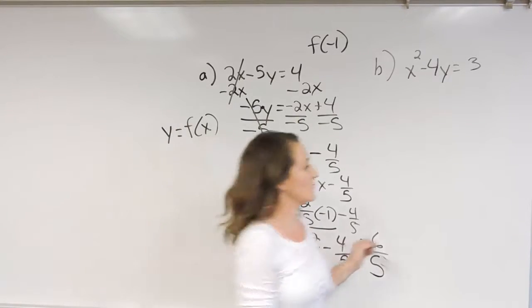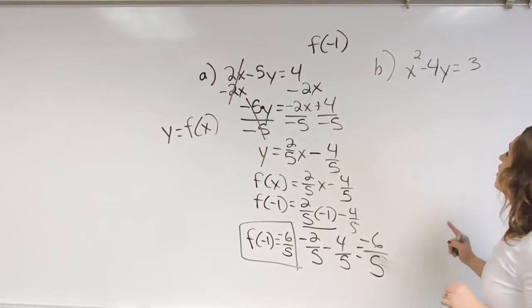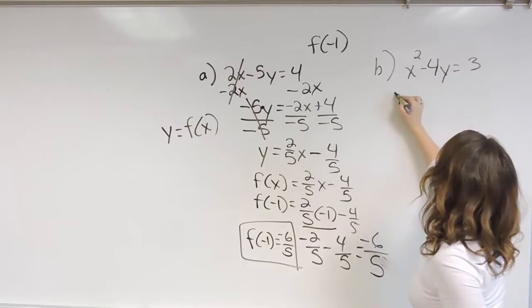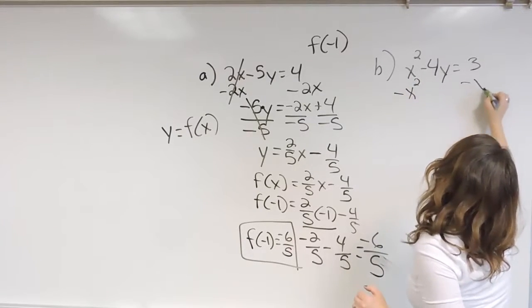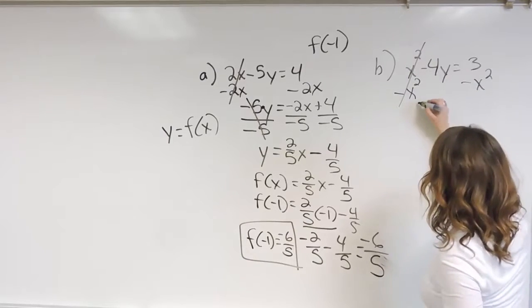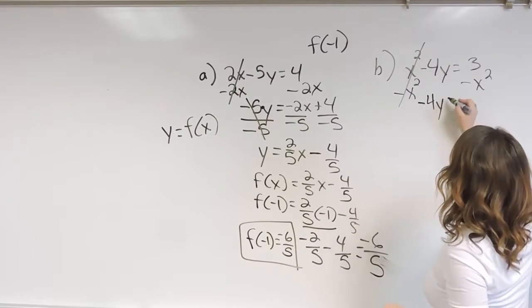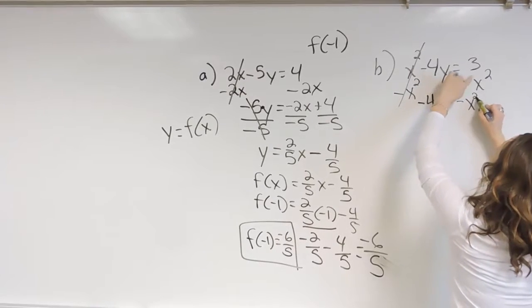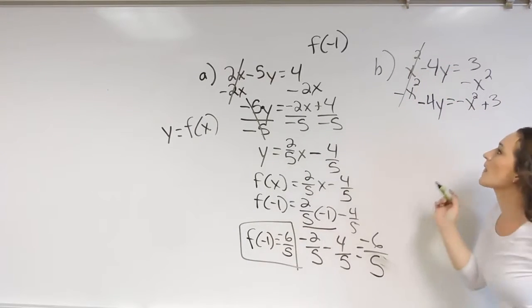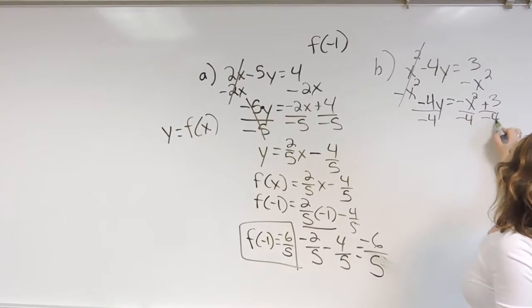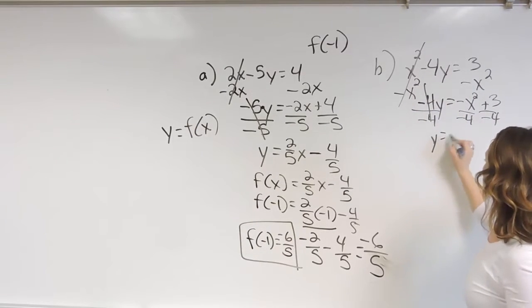So let's try another one. Trying this one over here, we need to solve the equation for y. For this one, we need to subtract x squared on both sides. X squared minus x squared cancels, and we drop down the negative 4y. And that's going to equal, well, negative x squared plus 3. Divide everything by negative 4, and we'll have our equation pretty much here.